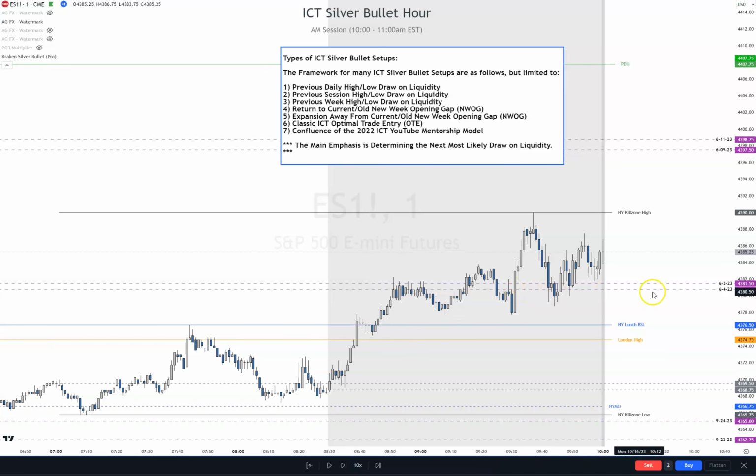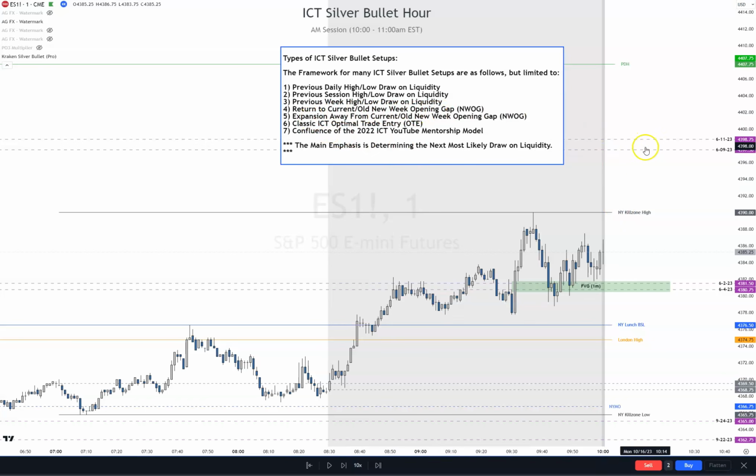We have a fair value gap here and a new week opening gap. So let me turn on this right here, fair value gap. That's overlapped with the new week opening gap. Now it's being respected. So I'm actually thinking the closest liquidity target is actually New York Killzone. Then my next target would be this expansion away from, which we're expanding away from, and return to current old new week opening gap.